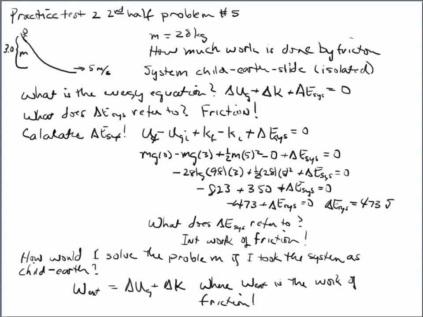In that case, I have the external work is the change in gravitational potential energy plus the change in kinetic energy, where the work external is the work of friction. And when you solve this, you will get work external as a negative number, negative meaning it pulled work out of the system. End of problem.